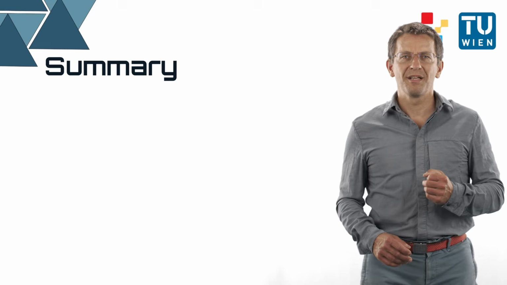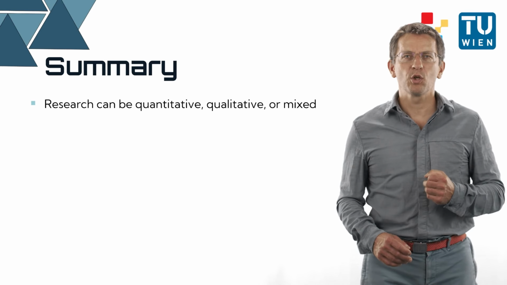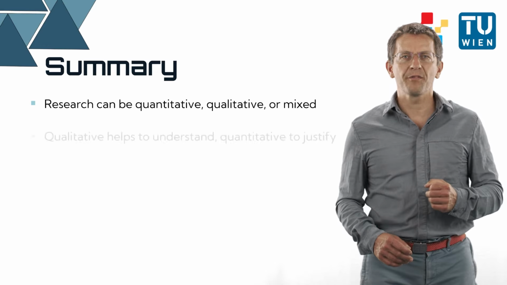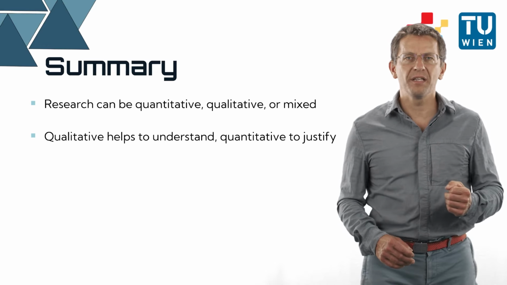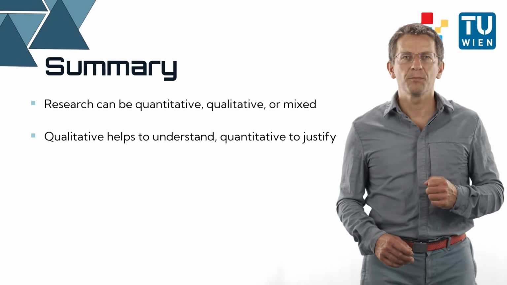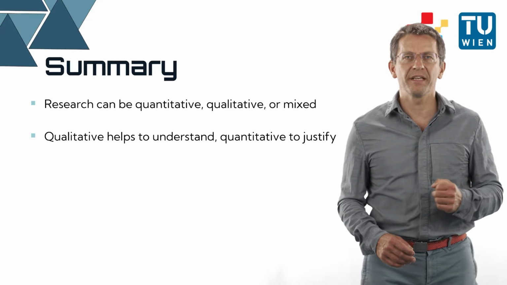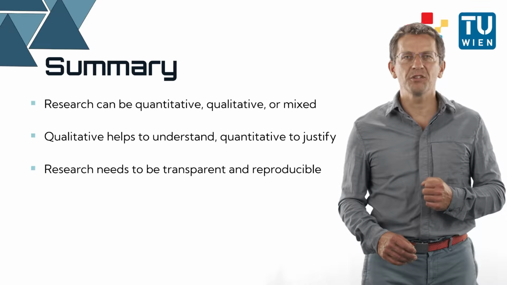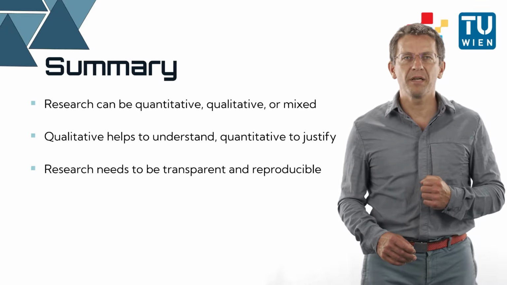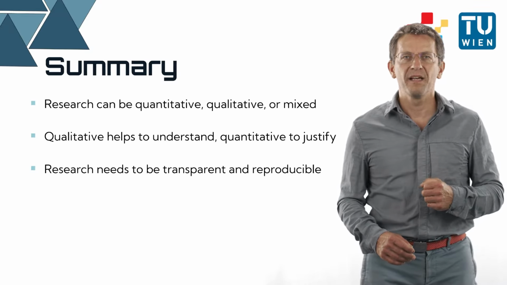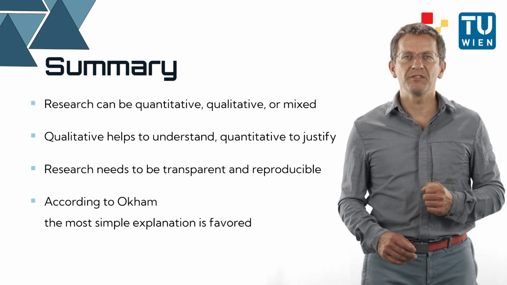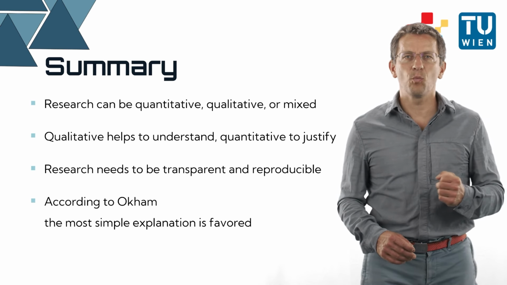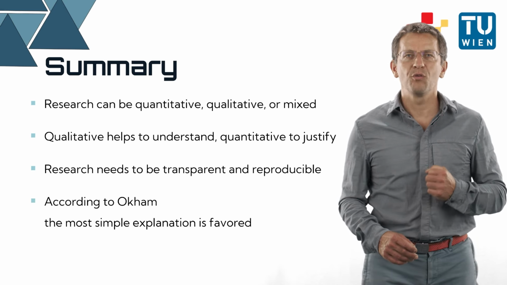To summarize, research can be quantitative, qualitative, or a combination of both. Qualitative methods help you understand complex phenomena, while quantitative methods provide justification through measurable data. Throughout your research, it is essential to maintain transparency and ensure reproducibility to uphold integrity. Finally, remember Occam's razor. When faced with multiple explanations, favor the simplest one that adequately accounts for the evidence.